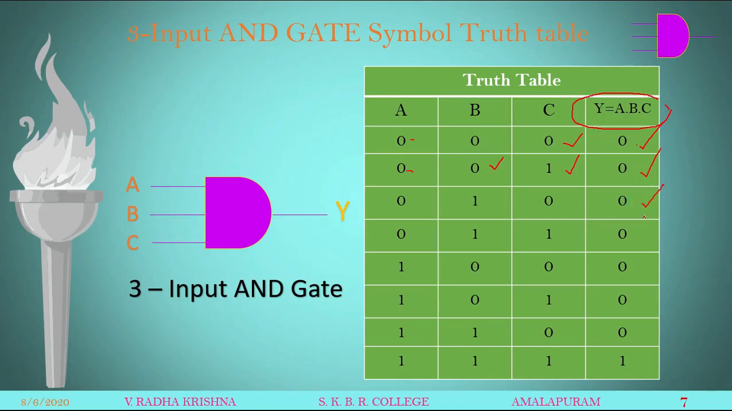Similarly, we can verify all these entries. Now come to the last entry, that is A = 1, B = 1 and C = 1. Then the product of 1, 1 and 1 is 1. Hence the last entry is also verified. So in general, the output of an AND gate becomes high when all of its inputs are high, and the Boolean expression for the output is the product of the inputs.